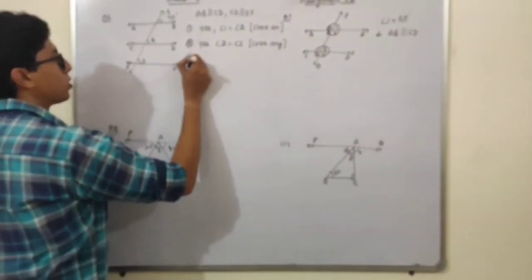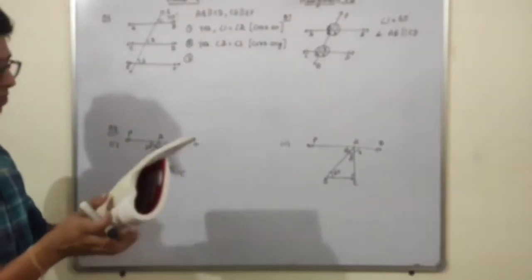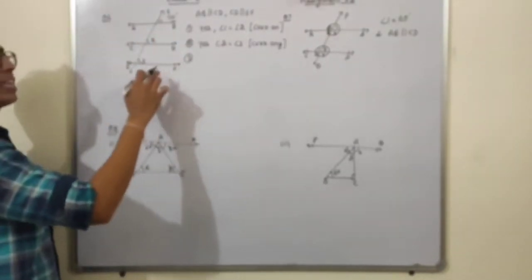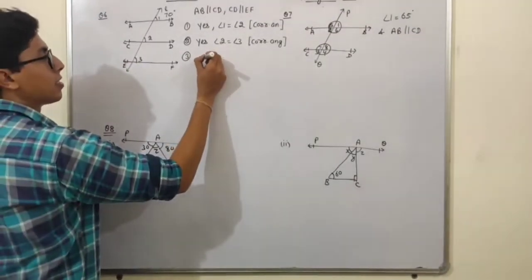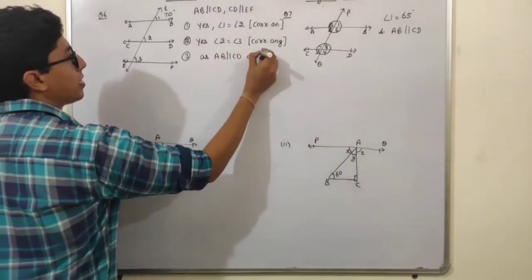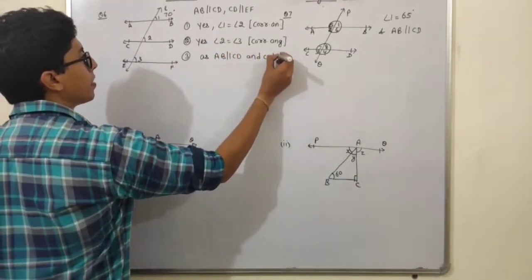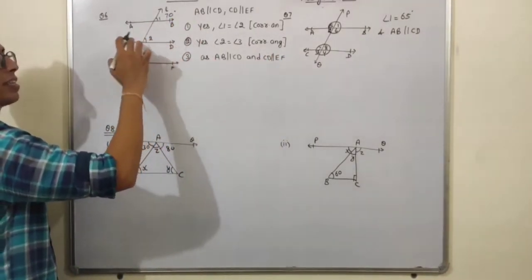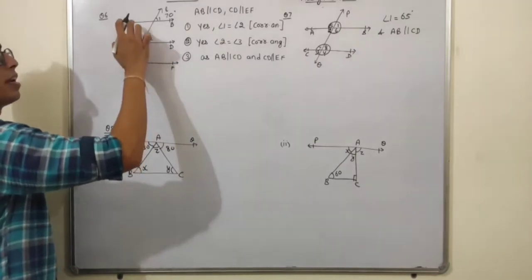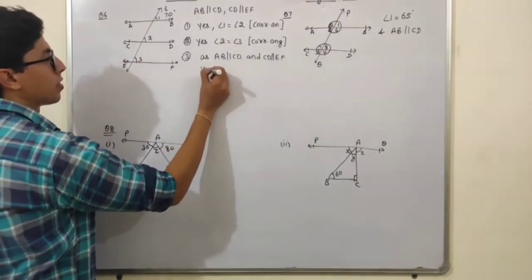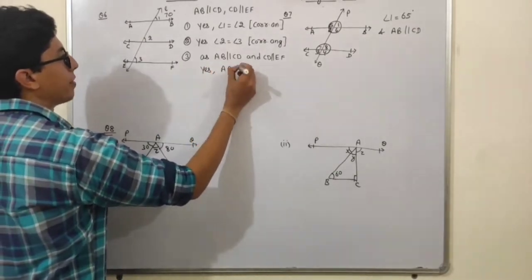Now the third part, students. Is AB parallel to EF? Yes students, as AB is parallel to CD and CD is parallel to EF. If this line is parallel to this line and this line is parallel to that line, this means this line is also parallel to that line. Yes, AB is parallel to EF.